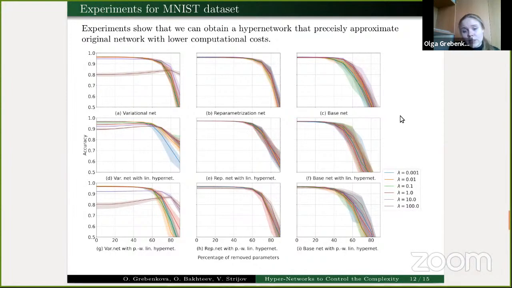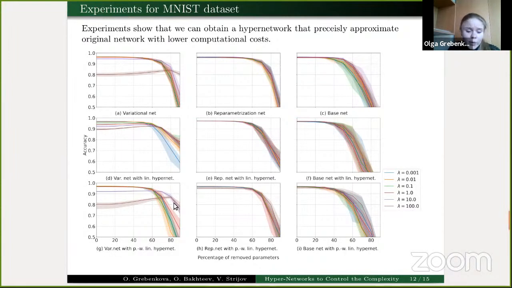In the second row, we can see the same models, but with linear hypernetwork. As we can see, for all lambdas, the classification accuracy has improved. The deviation from the mean also increased for the sufficient percents of the deleted parameters. Furthermore, the models become more stable, so the classification accuracy depends less on the removal of the parameters.